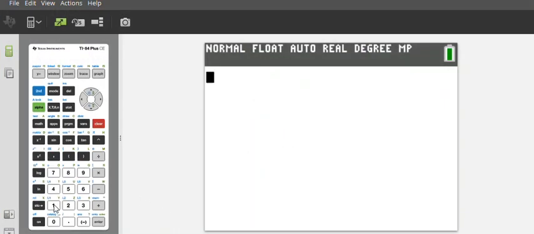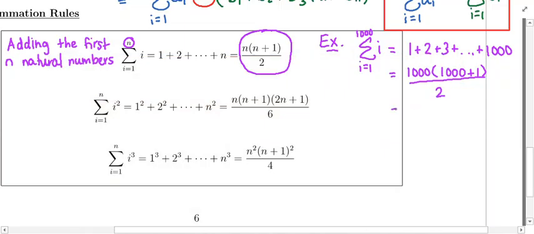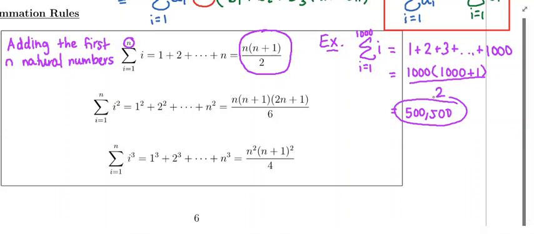Then I would put this into the calculator. That's easy enough to enter. So 1,000 times 1,000 plus 1, and then divide by 2. And there's your sum. That's a pretty cool number. If we add up the first 1,000 counting numbers, the sum is going to be 500,500. That's a lot easier than punching in 1 plus 2 plus 3 plus all the way up to 1,000 on your calculator. You'd be there forever.